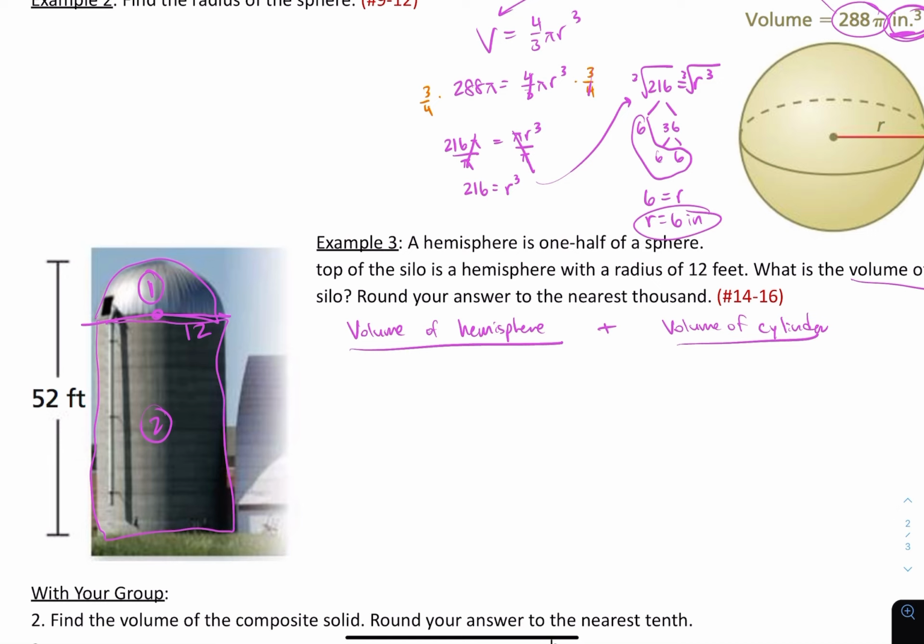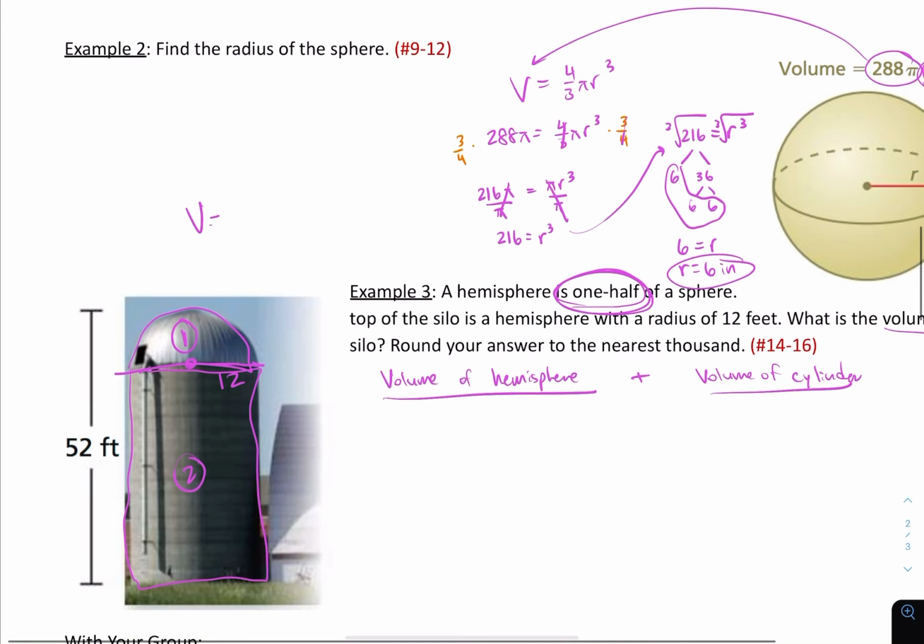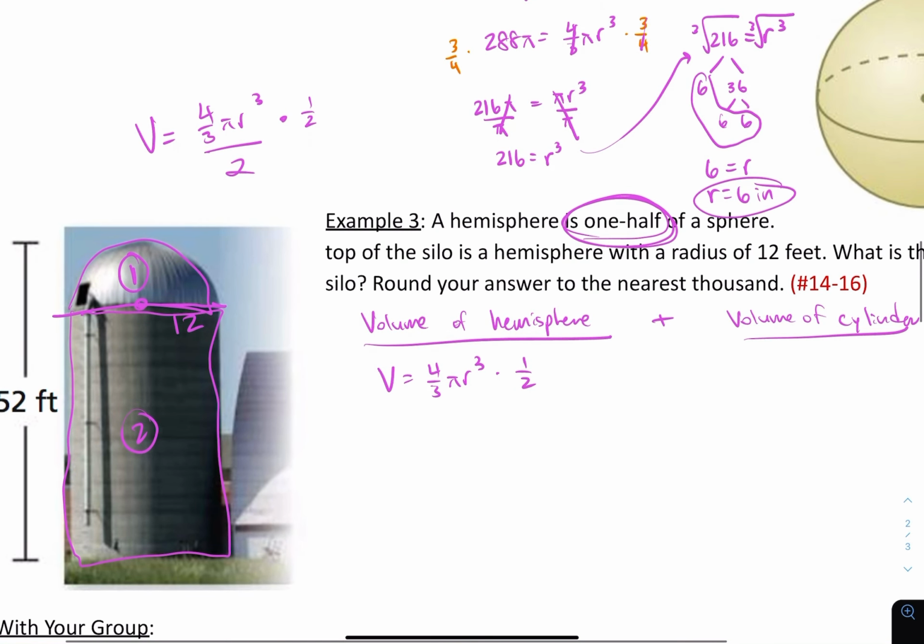So let's find the volume of my hemisphere. Remember, a hemisphere is 1/2 of a sphere. So you can write 4/3 pi r cubed, which is the volume of a sphere. So the volume of a hemisphere is going to be all of this divided by 2. Or here's what I would do, honestly. Instead of doing all over 2, I would just multiply it by 1/2. That way it might be a little bit easier for you. It doesn't matter which one you do. So I would say V equals 4/3 pi r cubed multiplied by 1/2.